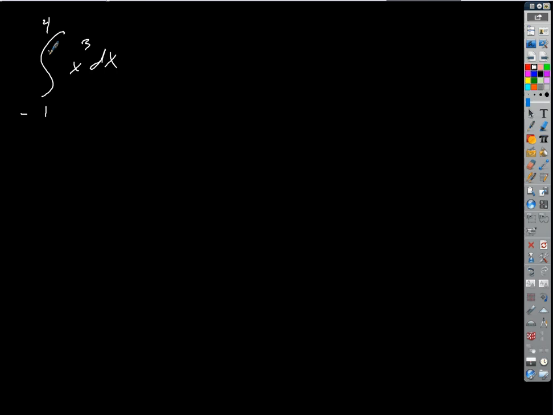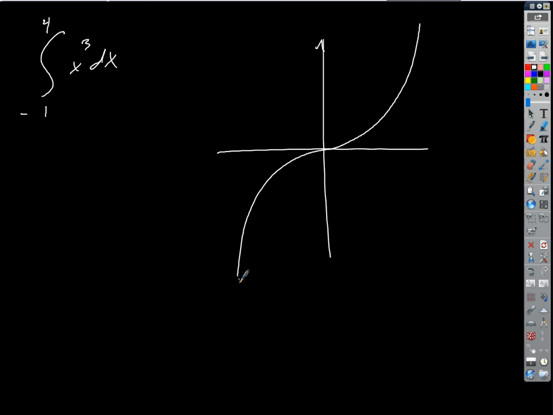Not 2 to 4. 1 to 4. Let's look at the picture. I'm not going to draw this to scale, but let's break this into parts. Let's say that's -1, +1, 1, 2, 3, 4, right?